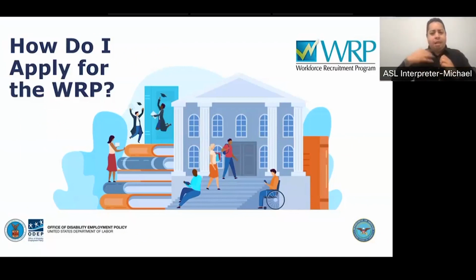This is the third video in a series about the Workforce Recruitment Program, which we frequently call the WRP for short. This video uses a slide deck that is text-based with a few decorative images. On this first slide, you can see a school building and people engaging in academic pursuits, such as going to class and graduating. The U.S. Department of Labor and Department of Defense seals and the Office of Disability Employment Policy and WRP logos are also featured.